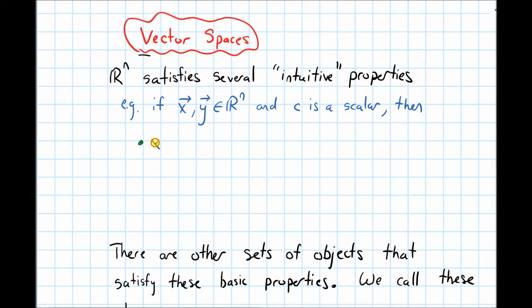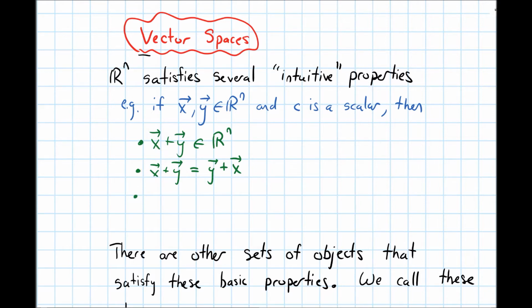When we add two vectors, x and y together, that is still going to be in Rn. It's still going to be a vector that has n entries. Another basic property: if I add two vectors, that's going to be the same thing as adding them in the opposite order, so y plus x. This is called the commutative property. It's a basic arithmetic property that's true about vectors in Rn.